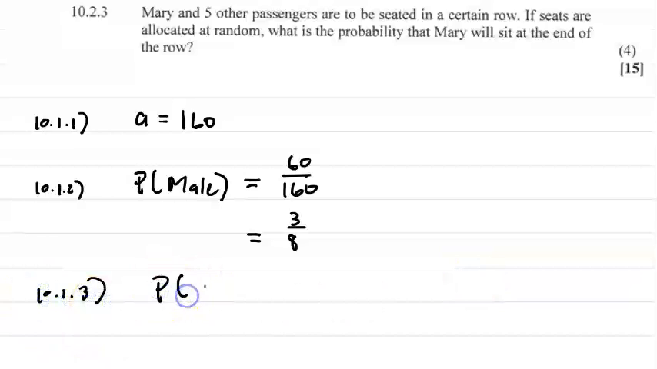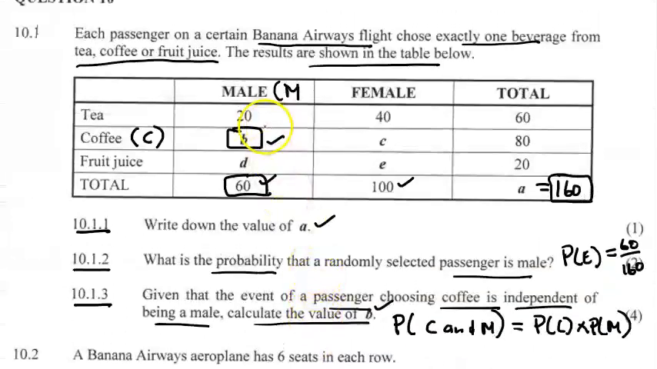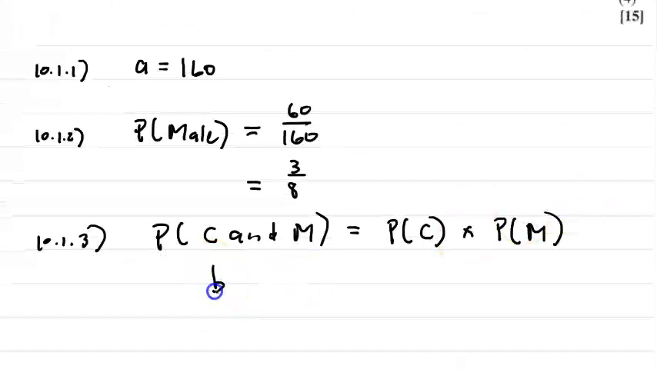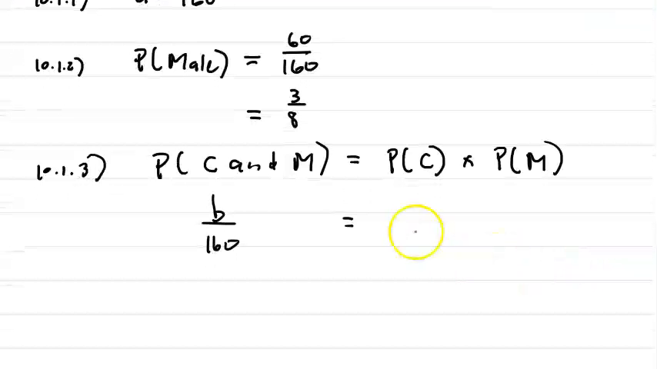So I'm going to write down the statement. Probability of coffee and male is equal to probability of coffee times the probability of male, and that's for independent events. Probability of coffee and male will be B over 160, the total number of people on the plane. So that's B over 160 equals the probability that somebody likes coffee. The total number of people that like coffee is 80, over the total number of people on the plane, 160. So 80 over 160, times the probability that someone is male.